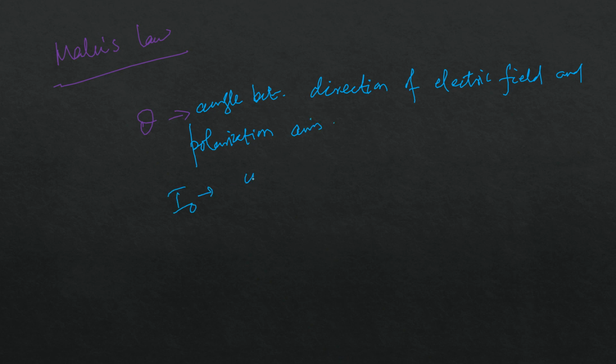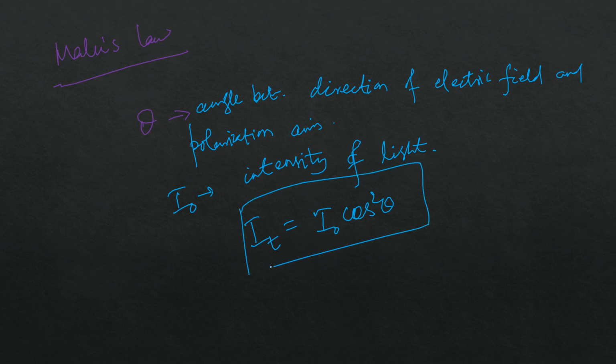And I naught is your intensity of light. So the intensity of the transmitted ray is what? Intensity of transmitted IT is equal to I naught cos square theta. A is equal to A naught cos theta, so A square is equal to A naught square cos square theta. Like that, IT is equal to I naught cos square theta.